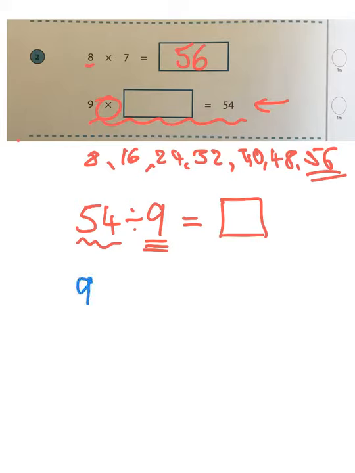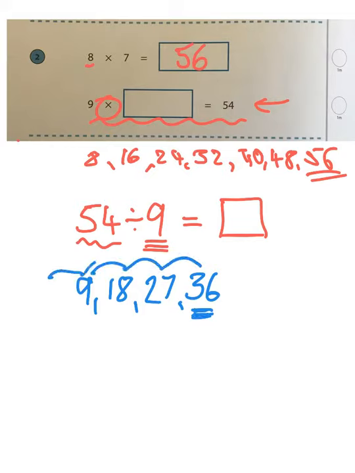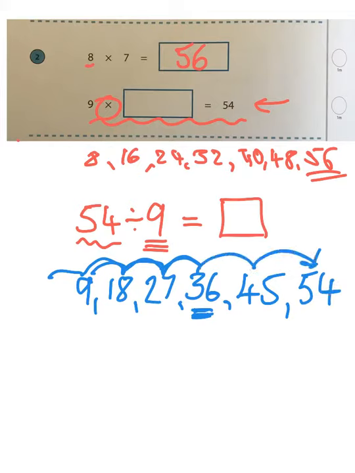So you're going to go 9, 18, 27, 36. What are we on? What number are we on? 4. That's 1, 2, 3, 4. So we're on 4. It's not 4. It's not 5. The answer is 6.